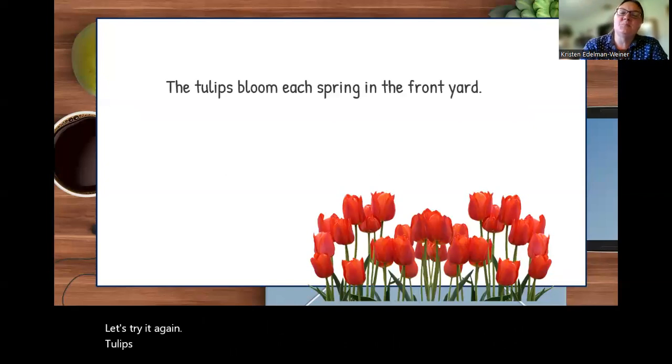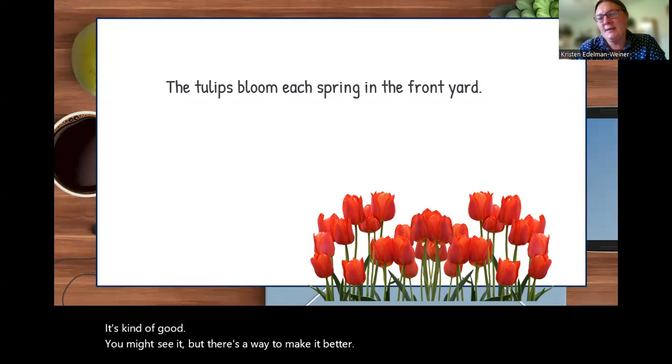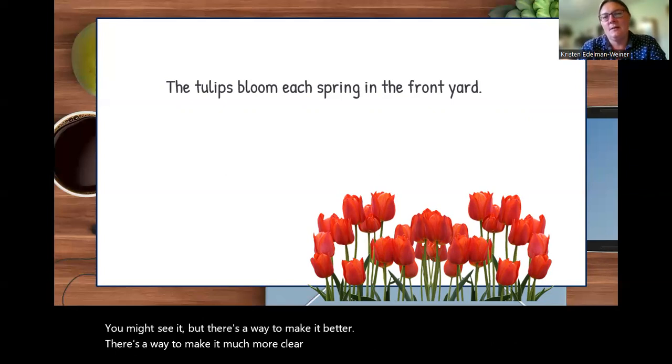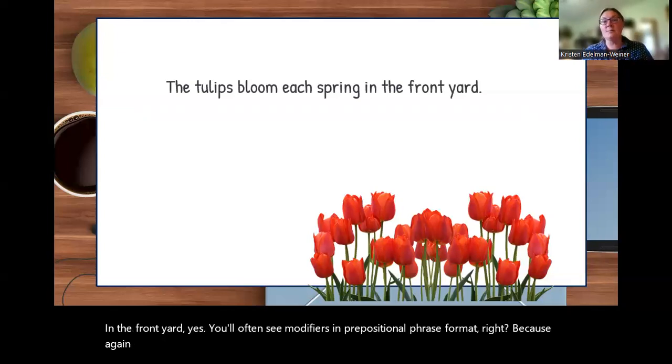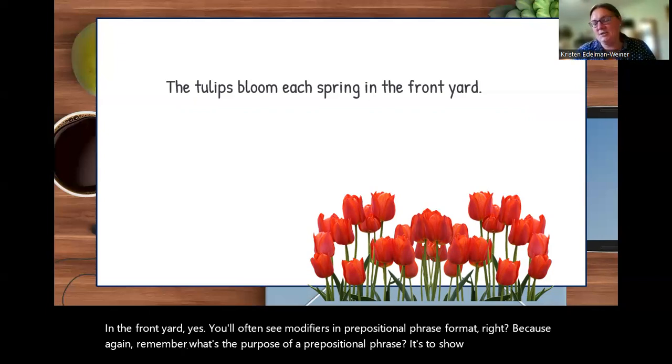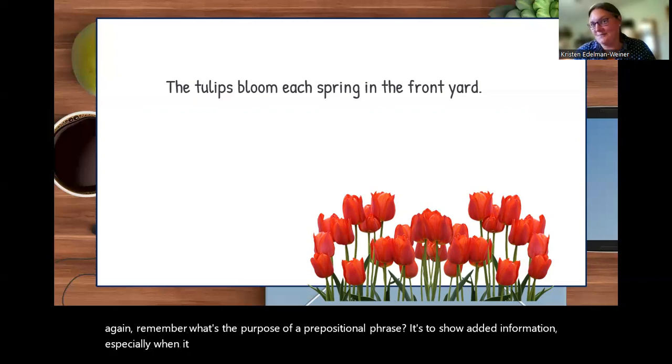Tulips bloom each spring in the front yard. Okay, that's kind of good. You might see it, but there's a way to make it better. There's a way to make it much more clear. What's out of place? In the front yard. Yes, you'll often see modifiers in prepositional phrase format, right? Because again, remember, what's the purpose of a prepositional phrase? It's to show added information, especially when it's concerning position, right?